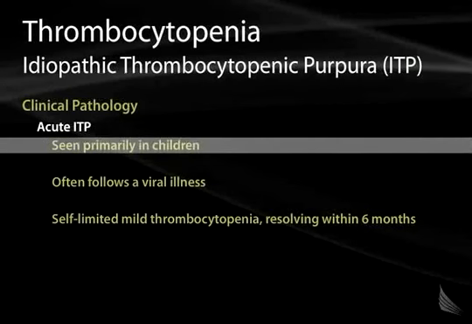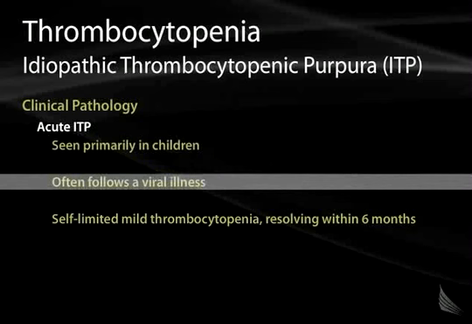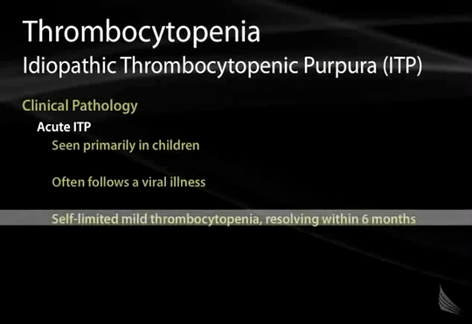Acute ITP is seen primarily in children and often follows an acute viral illness. This form of ITP is most often self-limited, and the thrombocytopenia is not as severe as seen in the adult form of chronic ITP, and oftentimes resolves within 6 months. If persisting longer, we do need to think about initiating treatment with some of the other medications or therapeutic procedures that we mentioned in reference to chronic ITP.